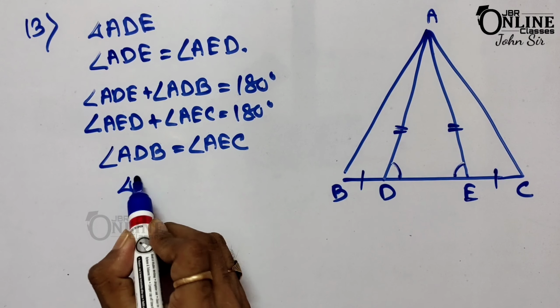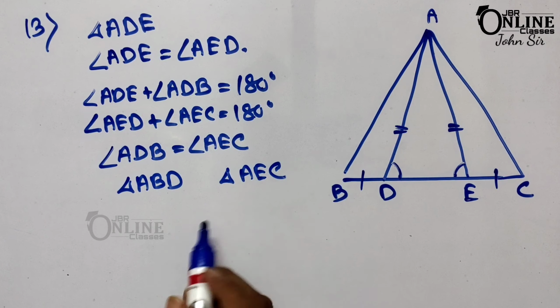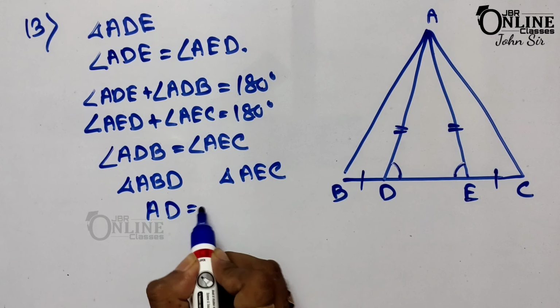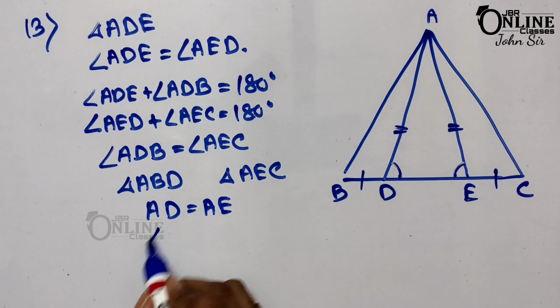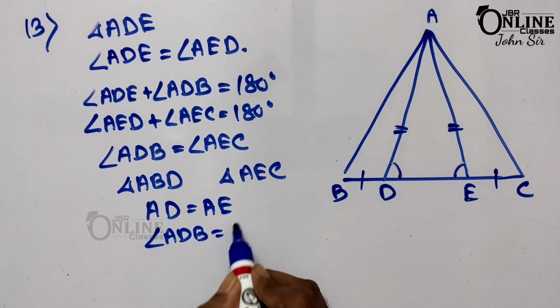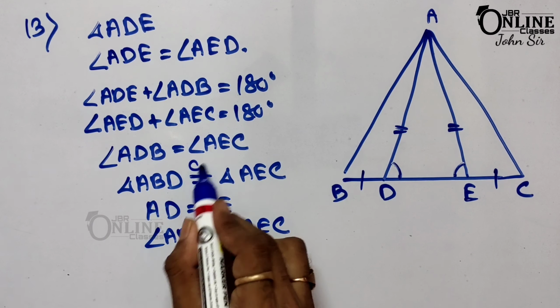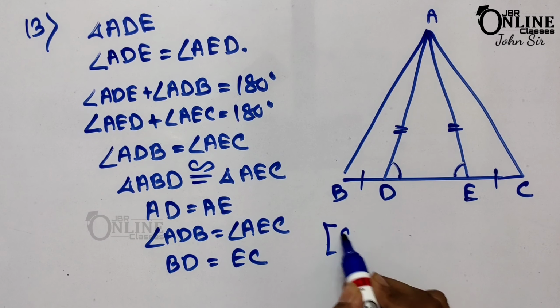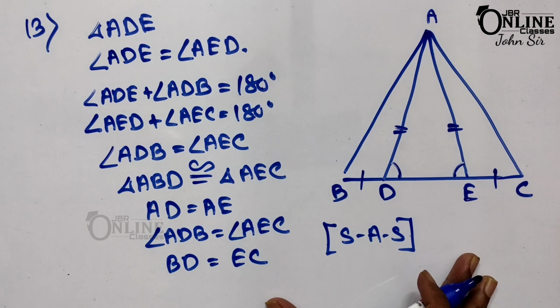Now here, triangle ABD and triangle AEC. First condition is AD equal to AE, it's given. Second, angle ADB equal to angle AEC, and third is BD equal to EC. Okay, so that means these two triangles are congruent. Here the condition is SAS. Okay, and it's proved.